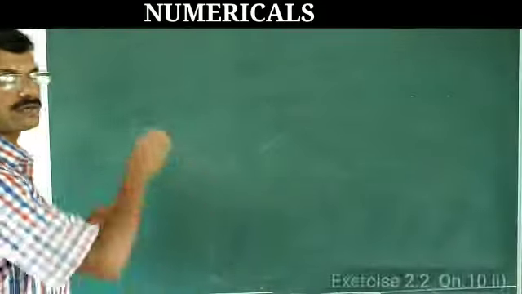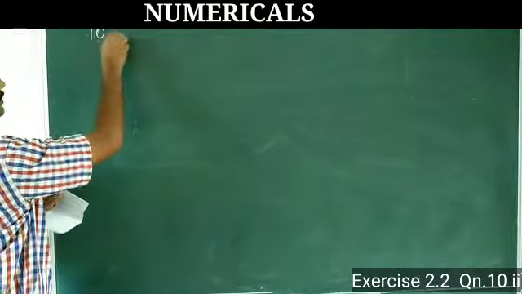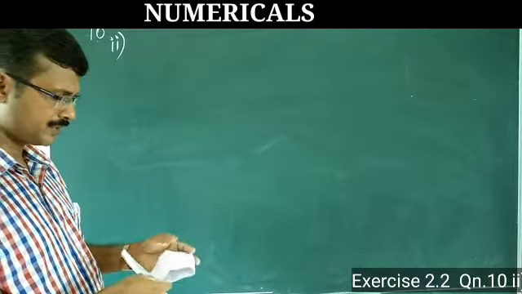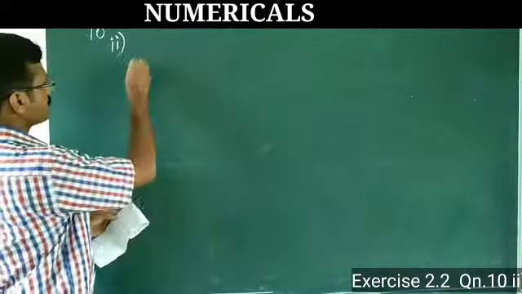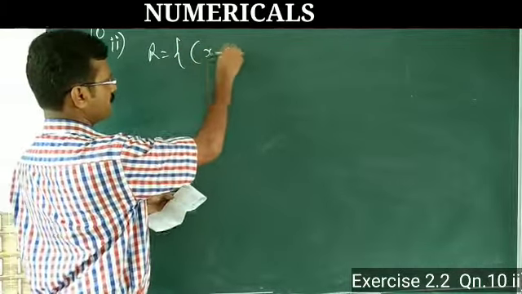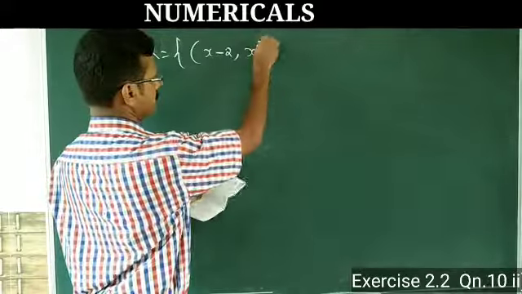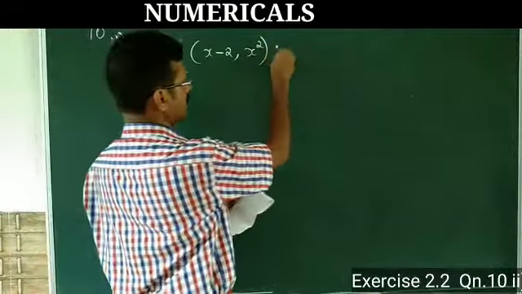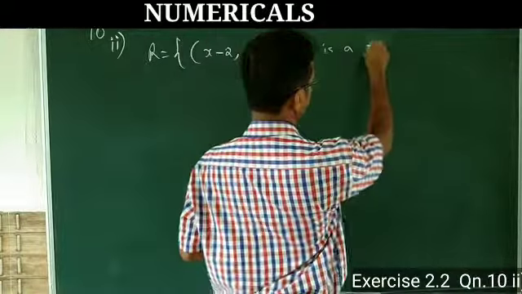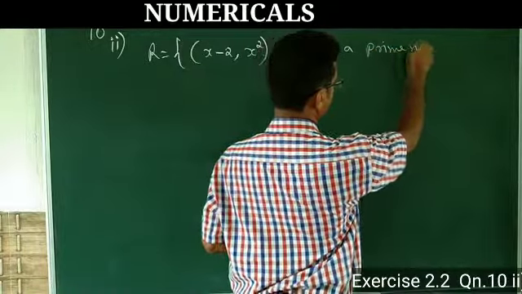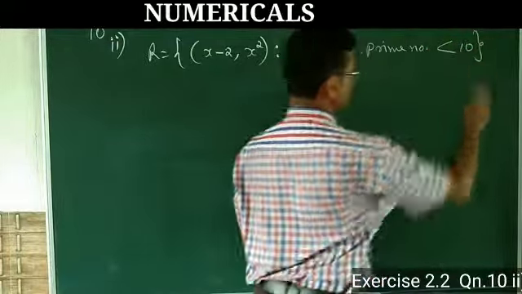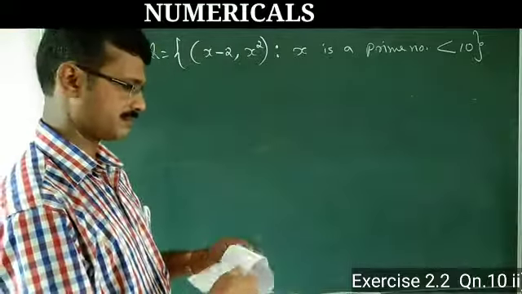Question number 10, second part. Here the question is to write in roster form. R is the given set of all (x minus 2, x square) such that x is a prime number less than 10.